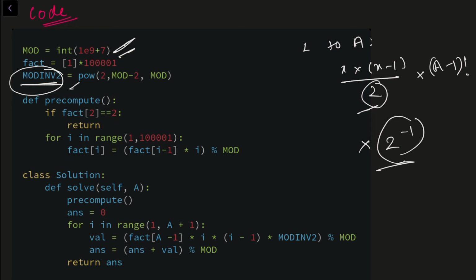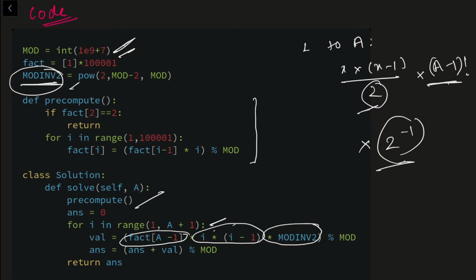And each time we also need a minus 1 factorial, so we are pre-computing a minus 1 here. Okay, so after pre-computing, we'll run a for loop from 1 to a, and we'll use our formula i into i minus 1, this is divided by 2, right? So that's why we are multiplying with the inverse of 2. And then we are multiplying that value with factorial a minus 1, and then we are taking the mod. And after that, we are just adding it to the answer, and then we are returning the answer. So it's quite straightforward. Now let us move on to the second problem.